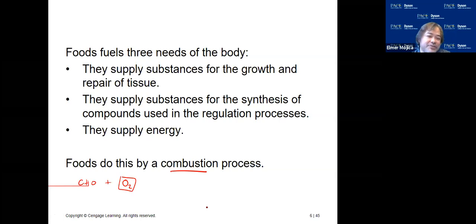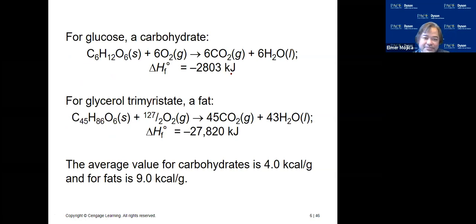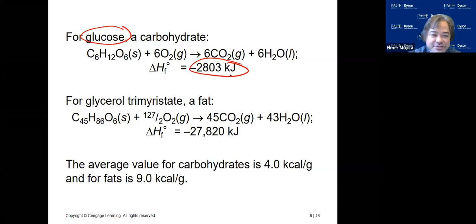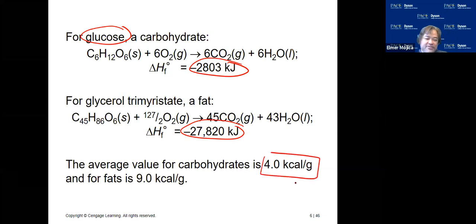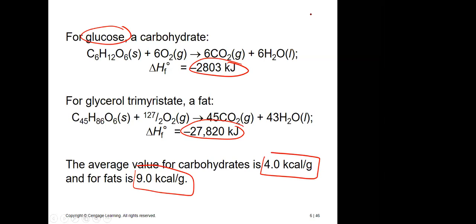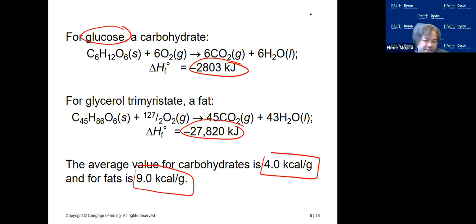Now the question that I would like to ask, knowing this: glucose, which is a carbohydrate, will give you negative 28,100 kilojoules, while your fat would generate negative 27,820. If you look at the average value, the carbohydrate is 4.0 kilocalories per gram, while the fat is generating 9.0 kilocalories per gram. So which is more efficient, the fat or the carbohydrate, in terms of energy source? This is a practical aspect question.